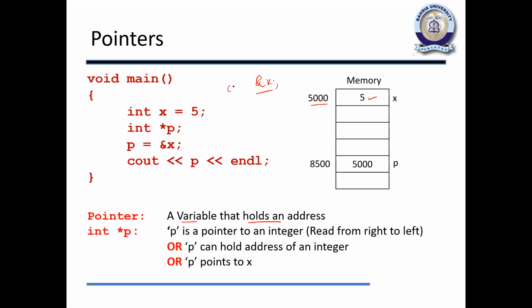If I simply write, I want to display it something like this, it will say address of x, and address of x is this 5000. So if you write this, you see this on the screen.